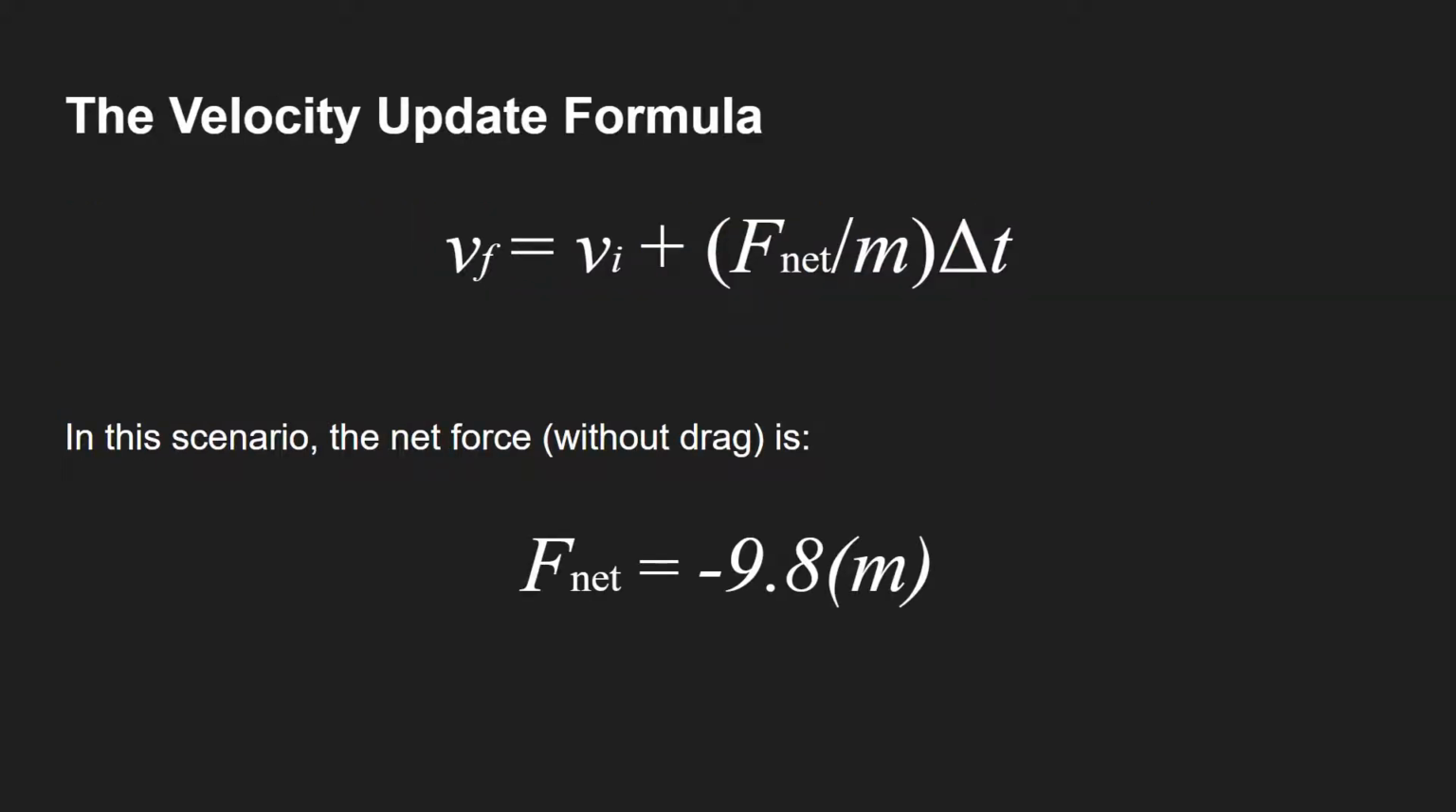This whole lab is based off of something called the velocity update formula, which is derived from the momentum principle, which is also known as Newton's second law. The velocity update formula finds the final velocity when you take the initial velocity, add the net force divided by mass, and multiply that by the change in time.